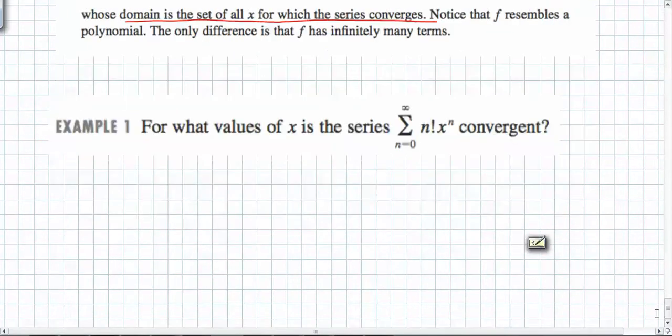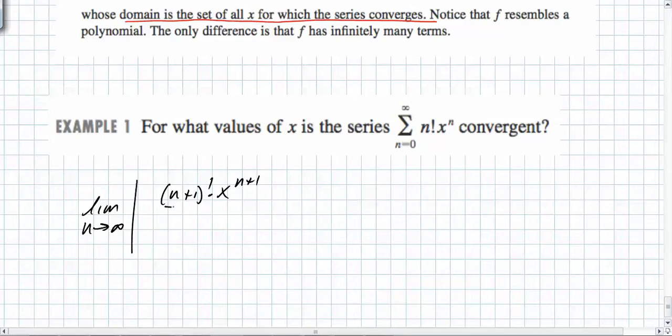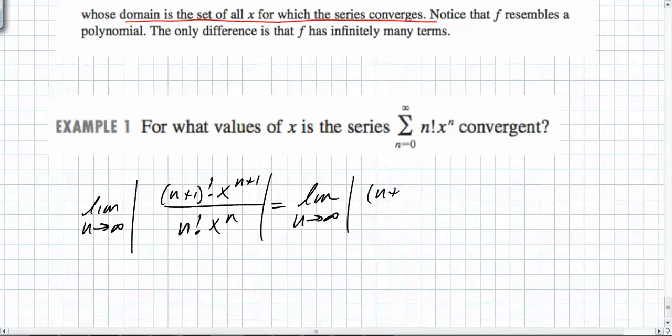So if we wanted to test this for convergence, what was that ratio? Well, I just told you. What was the test called that we just worked with? The ratio test. So let's look at the limit as n goes to infinity of the absolute value of (n plus 1) factorial x to the n plus 1 all over n factorial x to the n. What's that going to be equal to? The limit as n goes to infinity of what? N plus 1 times x to the 1.